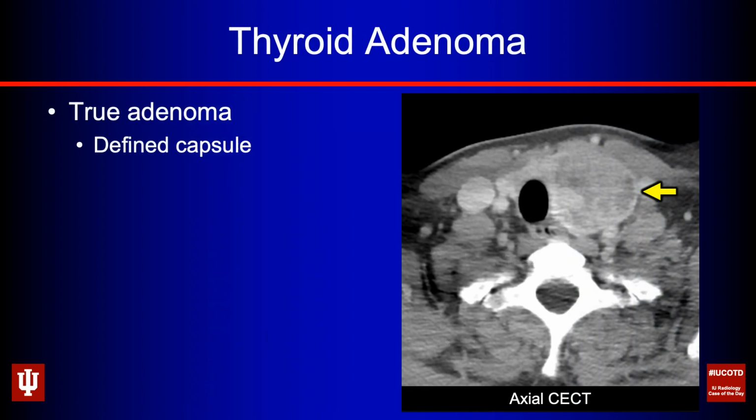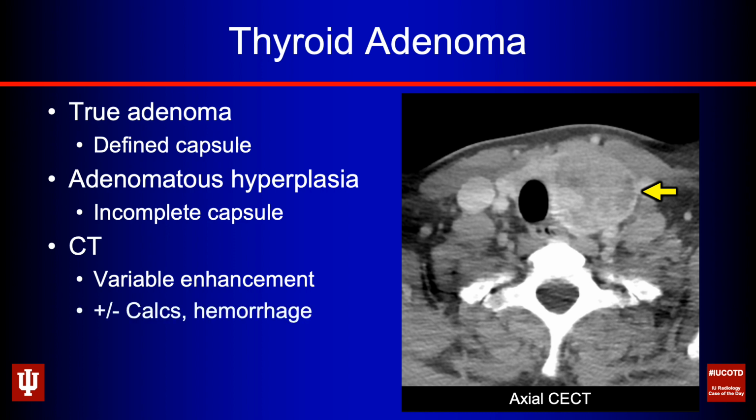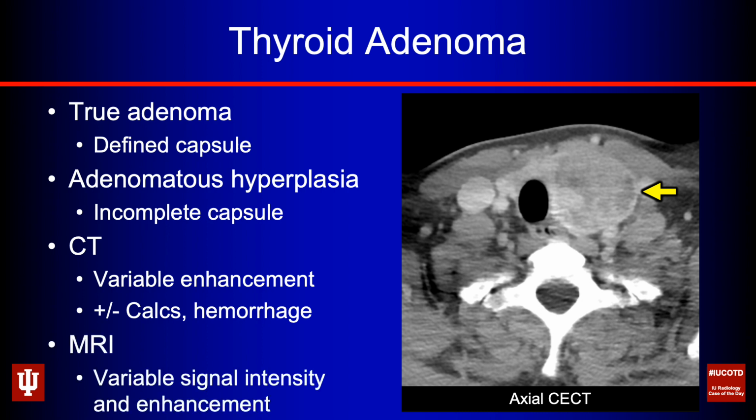Okay, so let's talk about some specific thyroid pathologies. First up is a thyroid adenoma. So you can have true adenomas that have a defined capsule on histopathology, or you can have adenomatous hyperplasia that has an incomplete capsule. I still tend to lump these together and think about them in the same way. But what do they look like on imaging? Well, unfortunately, it's a whole lot of non-specific stuff. So on CT, the enhancement pattern can be variable. They may or may not have calcification. They may or may not contain hemorrhage. On MRI, same boat. Variable signal intensity, variable enhancement.